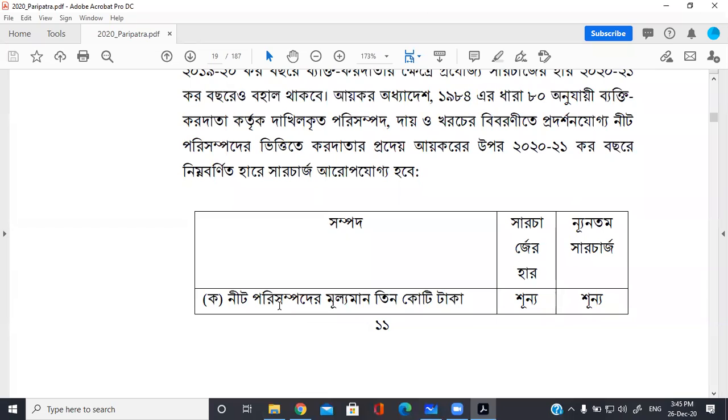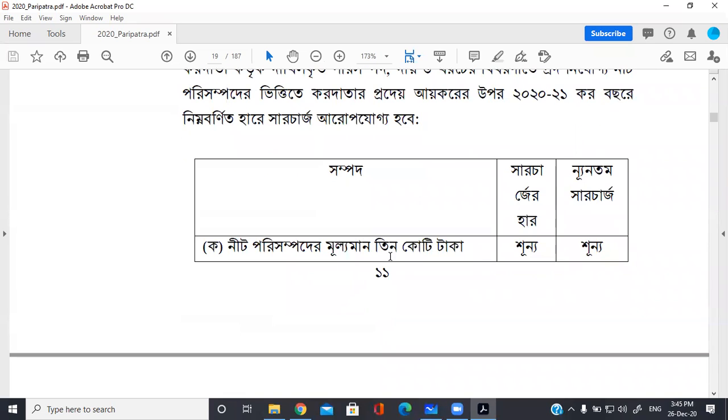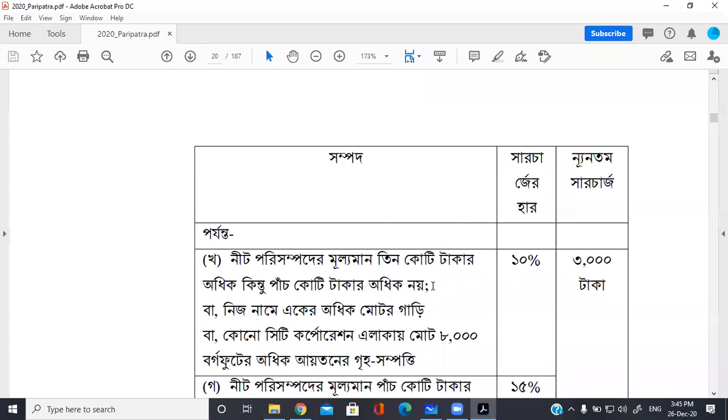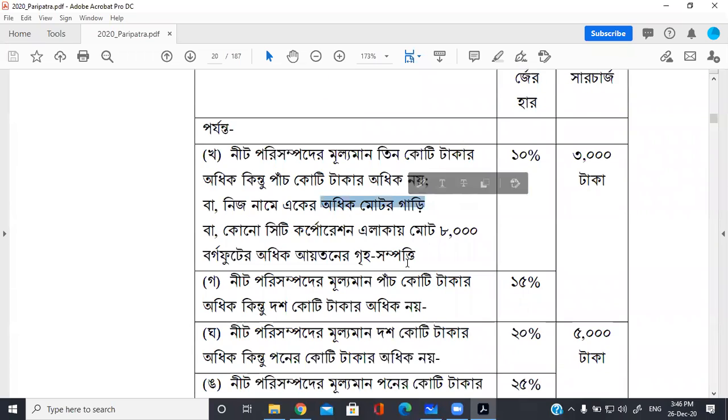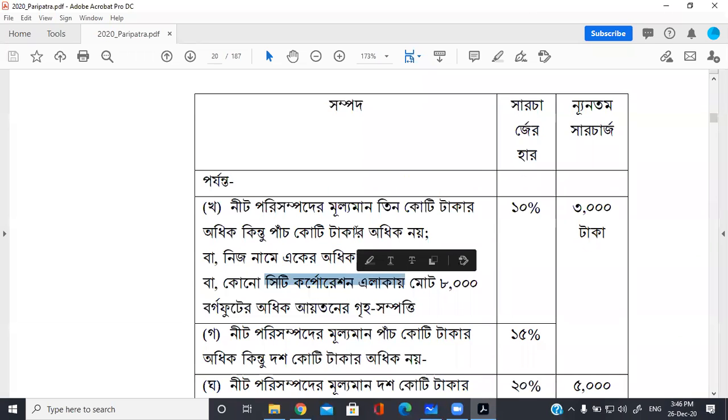am I audible to you? Yes, sir. Net assets means your total assets over what? Liabilities. If it is 3 crore taka, in that case, what is your surcharge? 0. Now, if you are a rich person who has net wealth greater than 3 crore but less than 5 crore, or he has more than one motor car, or he has 8,000 square feet house property within the city corporation area, in that case, he will have to pay surcharge 10% on top of his tax liability.